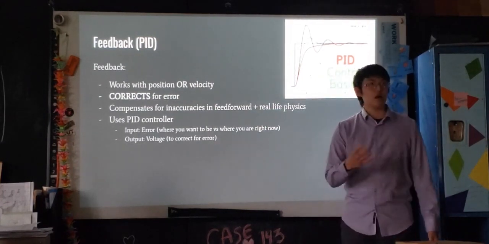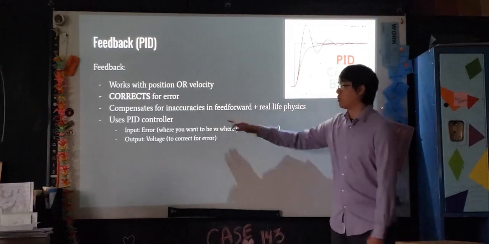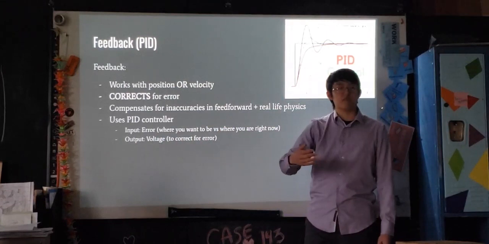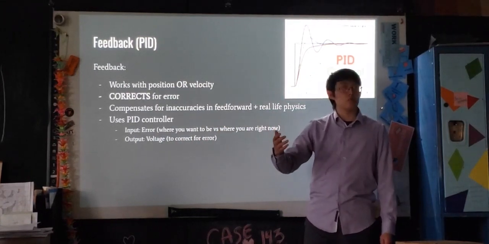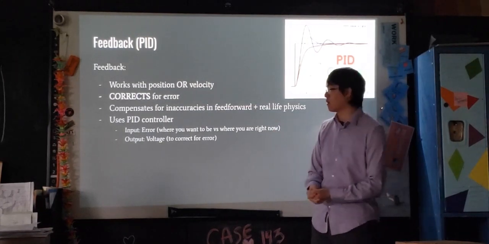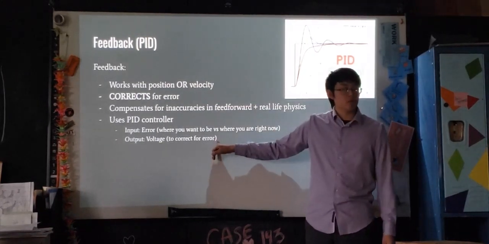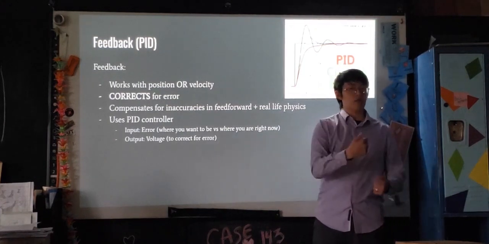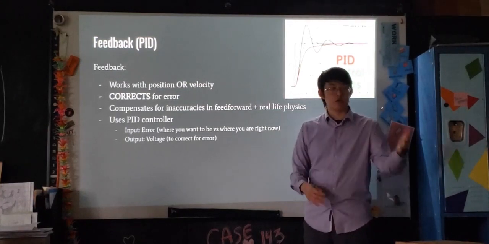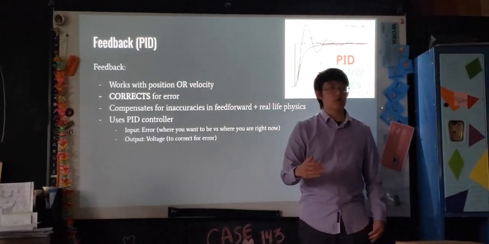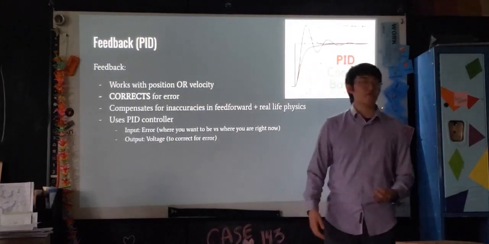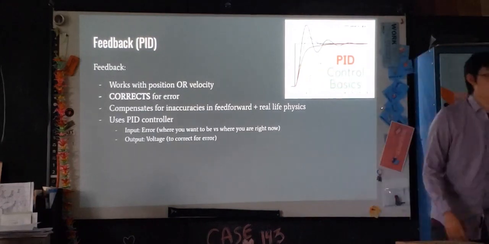If your motor is undershooting, the PID controller will see that the error is positive because, say, you want to be at 5 meters per second and you're only at 4.5, your error is positive 0.5 meters per second. Your voltage will be positive because you want to add more voltage into the motor. And if your motor is overshooting, you want to be at 5 meters per second, but you're actually at 6 meters per second, your error is -1, and thus your voltage will be negative because you want to decrease the voltage a little bit. Anyone have any questions on this?